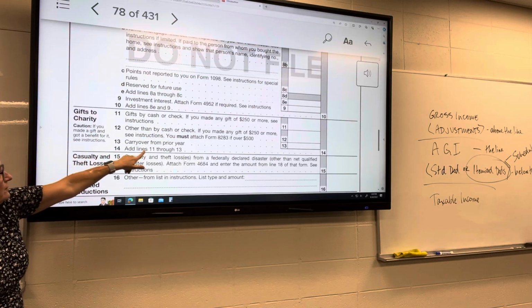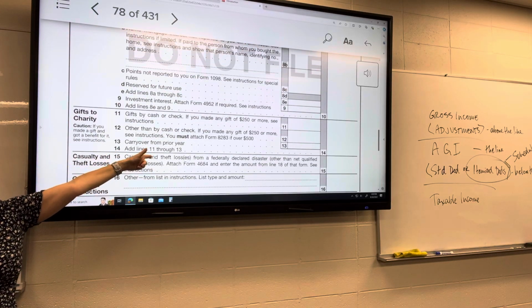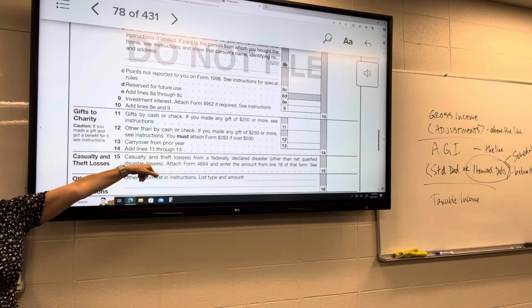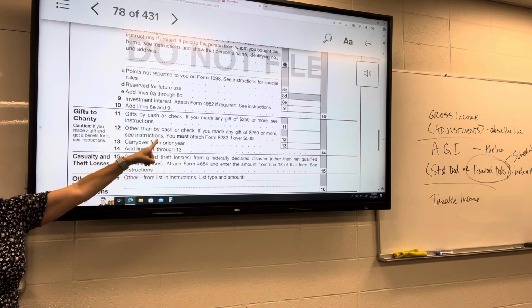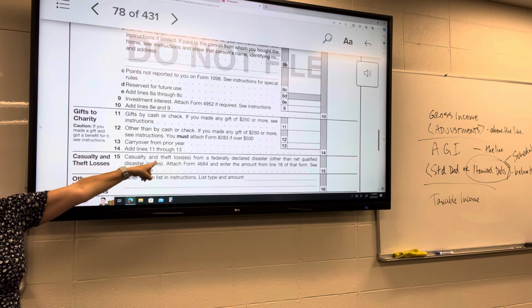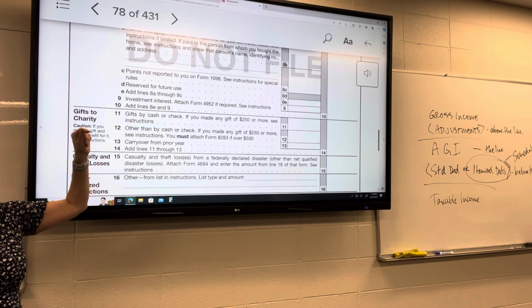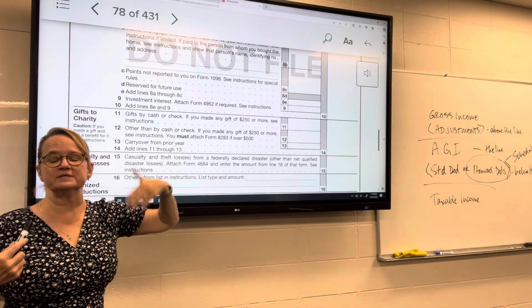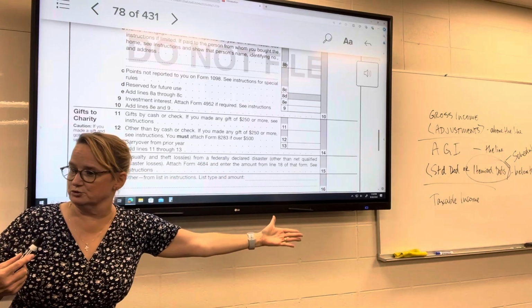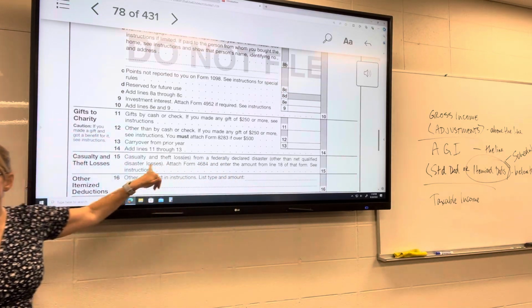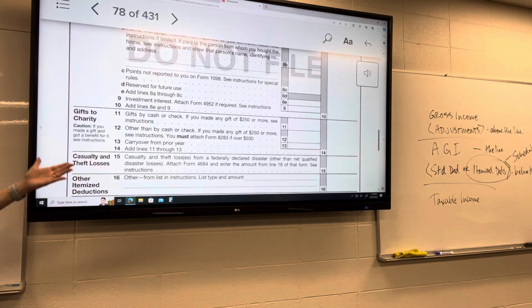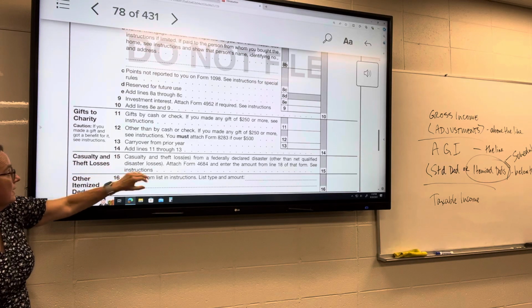This line here, carryover from prior year, you're going to see this in a couple of places on the return. Carryovers means that there is a limit to how much you can take in one particular year, but if you exceeded that limit, you're allowed to carry it over to another year. So this is one area where there are what we call these carryovers.